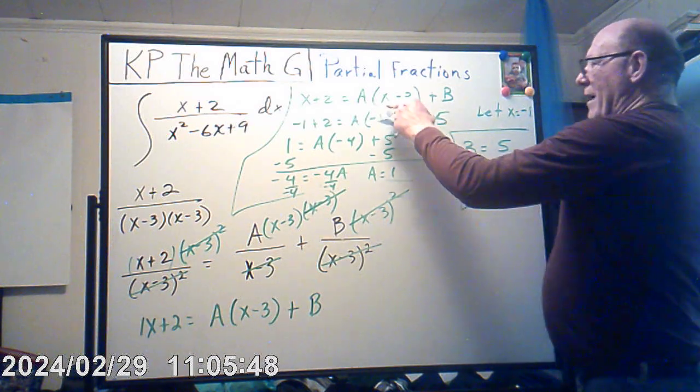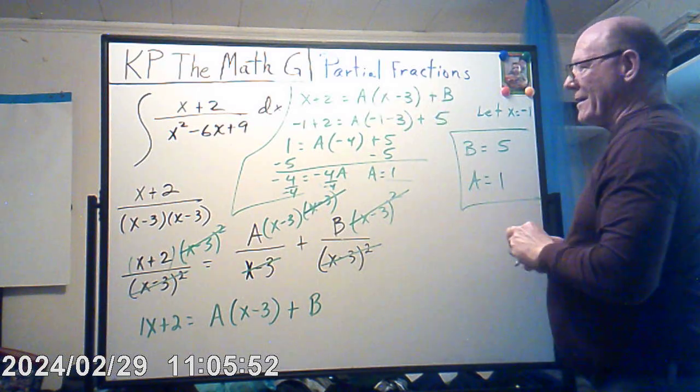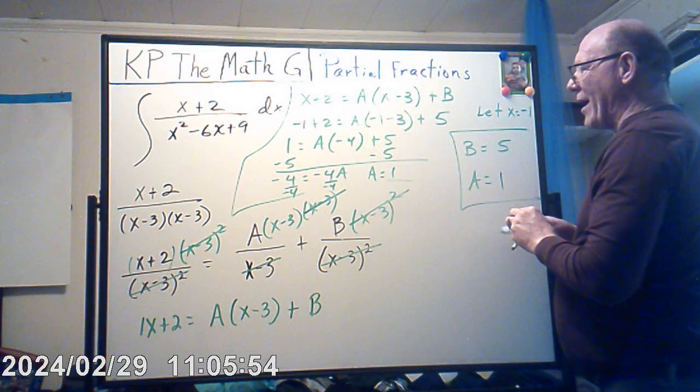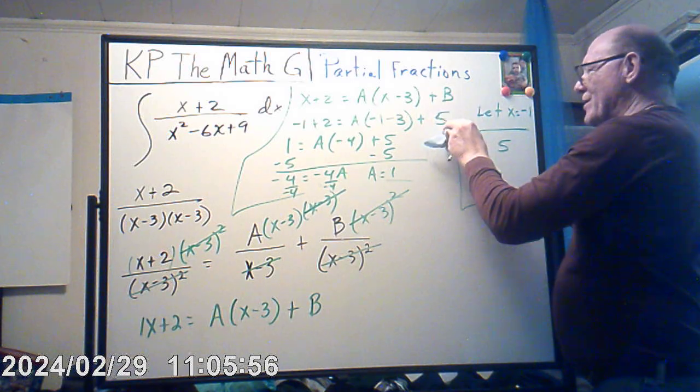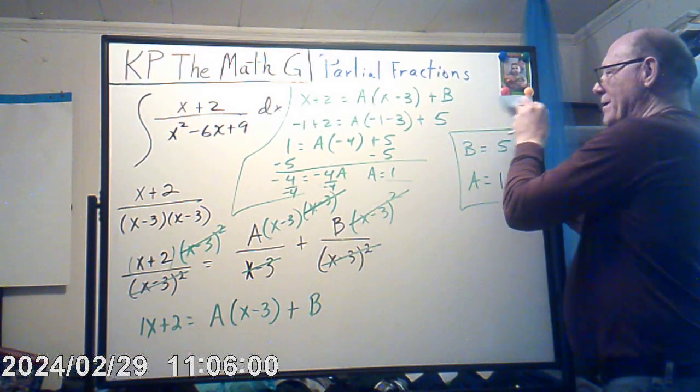We couldn't plug in 3 because that just eliminates a altogether, doesn't it? So we didn't want to do that. And we already knew that b was 5. So that's the beauty in this.